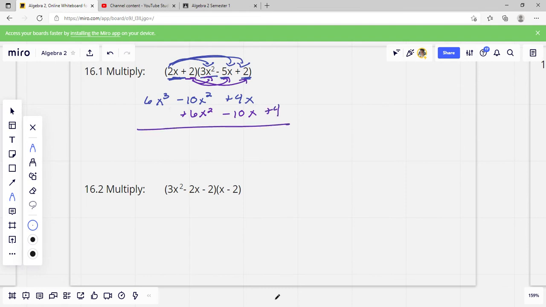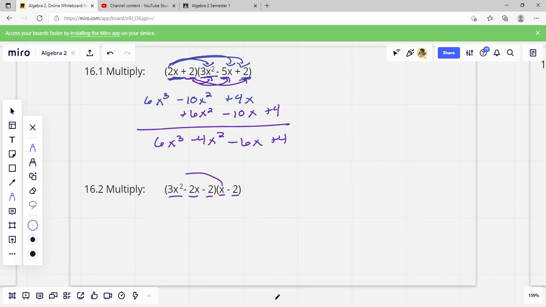Now I can just put my like terms together. So I get 6x to the third minus 4x squared minus 6x plus 4. So I just added these. So negative 10 and 6 would be negative 4. Negative 10 and 4 is negative 6. You guys get it.